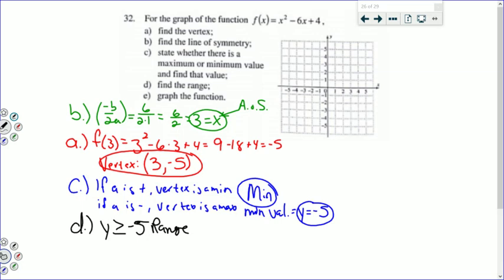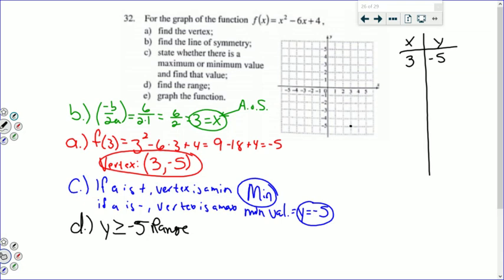Okay, that's our range for this graph. So for part E, we want to graph the function. First we need to make a table, x and y. Always make a table for a function. I'm going to expect you to make a table for the function, so please do. We always want to start our table with our vertex, 3, -5. So we have the point 3, -5. There we have a point right there.